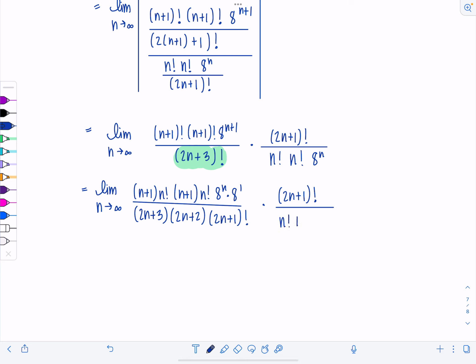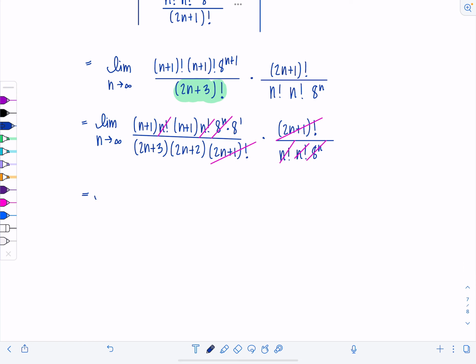Okay? Good. Here we go. This is my favorite part. I love just slashing everything out. Bam, you're gone. Bam, you're gone. So are you. Goodbye. Bam. 8 to the n's gone. Cool. What's left? We have limit.